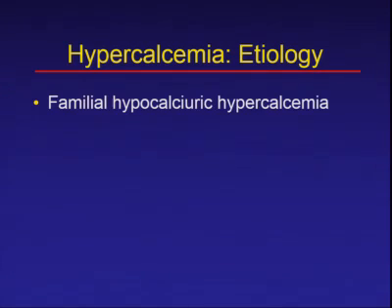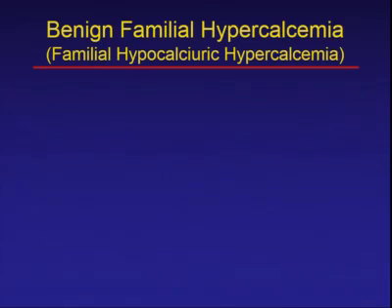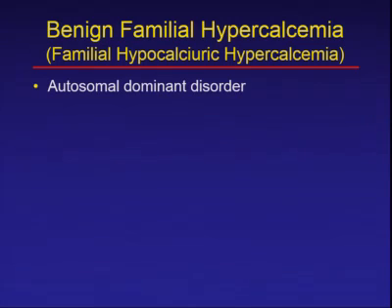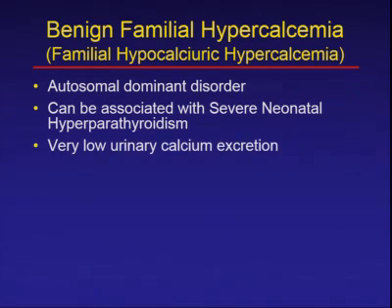All right, switching gears to hypercalcemia. Again, a variety of etiologies, and we'll go through these one by one. So the first is benign familial hypercalcemia. Kind of descriptive: it's benign, it runs in families, and the calcium is high. So it is an autosomal dominant disorder. It can be associated, we think, with severe neonatal hyperparathyroidism, but in large part, this is often an incidental diagnosis through just lab screening for other reasons.